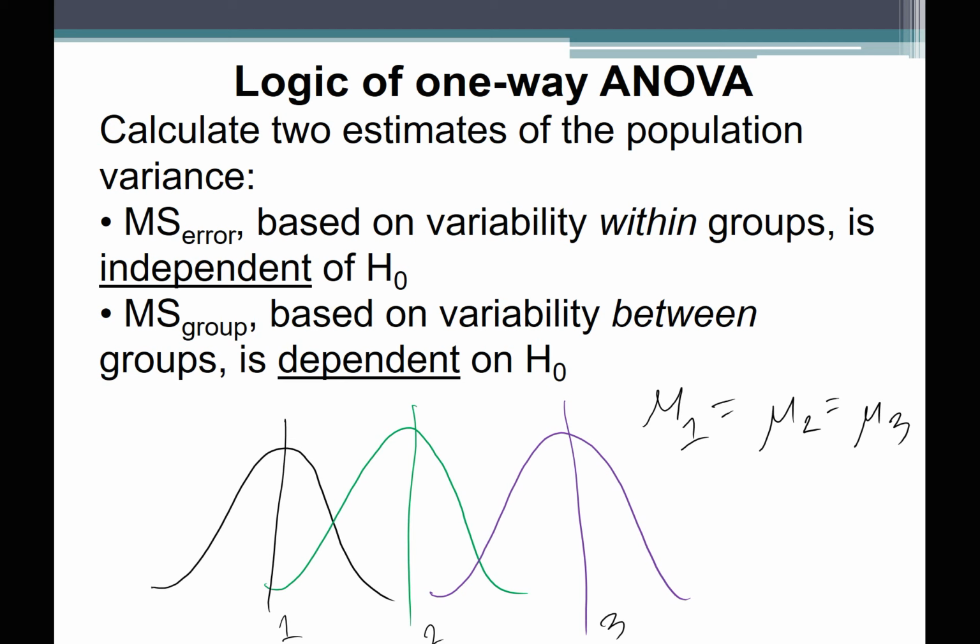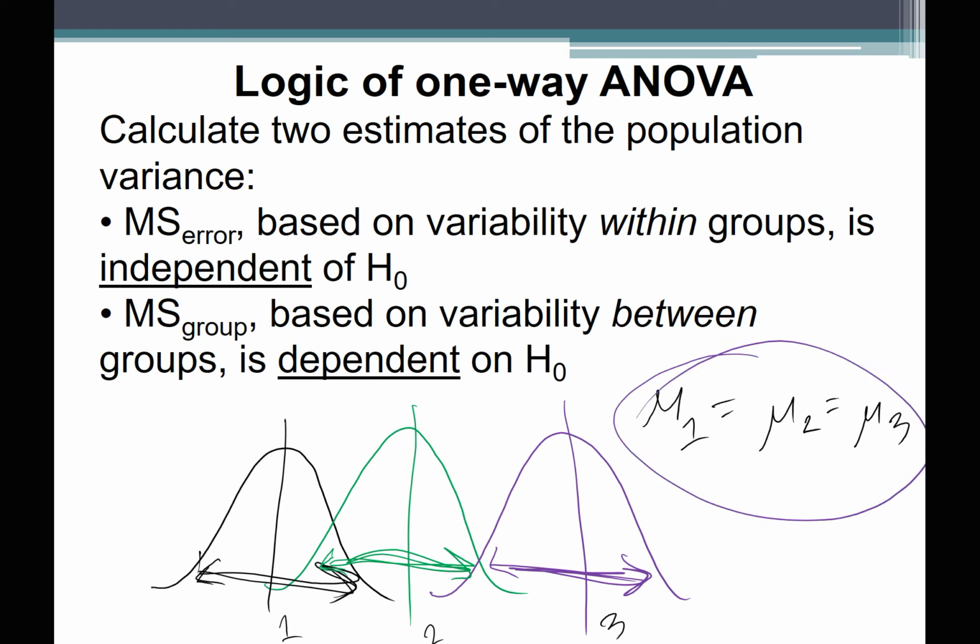So if we're looking at the variability within groups, that would be the variability only within this particular group, the variability only within the green group, right? And the variability only within the purple group. Well, if we're talking about only the variability inside each of these groups, that has nothing to do with whether they're the same or different from each other, right? So that's independent of this. If we only look inside of each group, then we can't test this, because we're only looking inside.